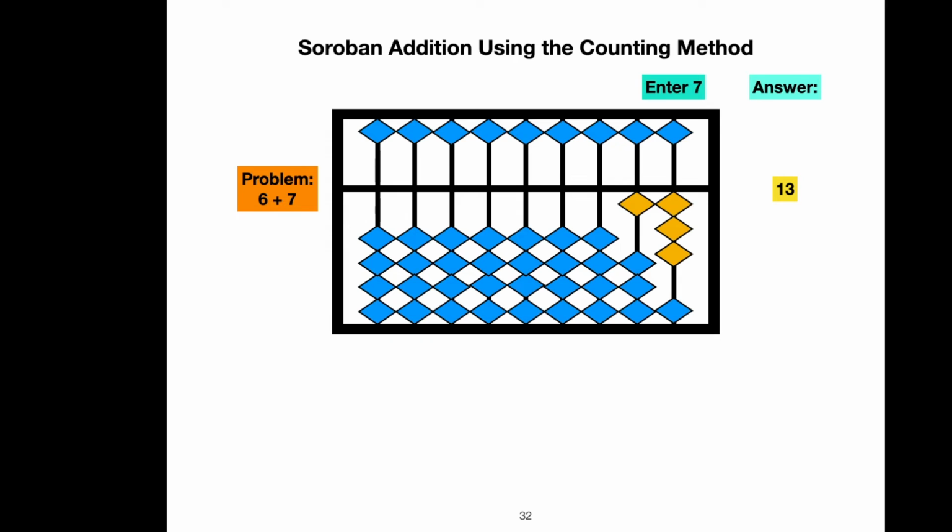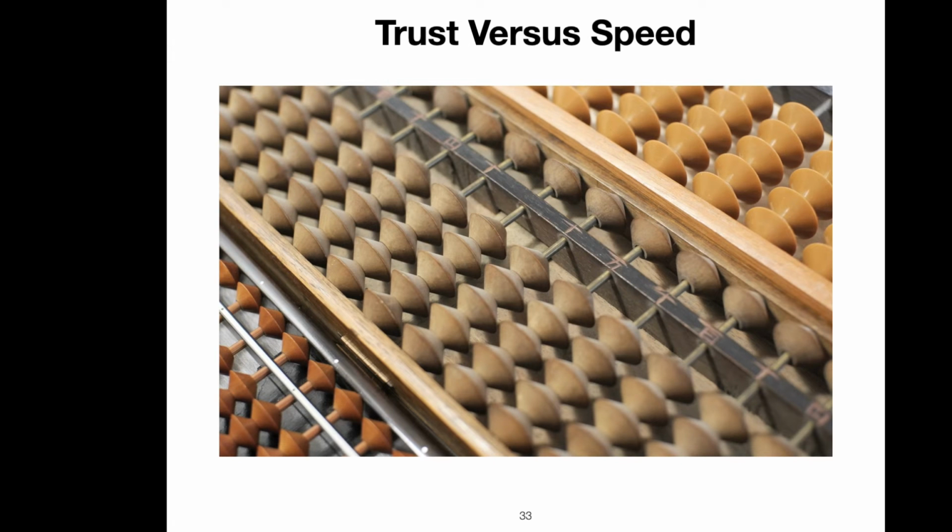So it's a very straightforward method. There's no addition tables to memorize. You only need to know how to count from 1 to 9 and how to regroup when you run out of beads on a column. It's a very simple method, and people have been doing this kind of method for thousands of years. So now there's an issue.